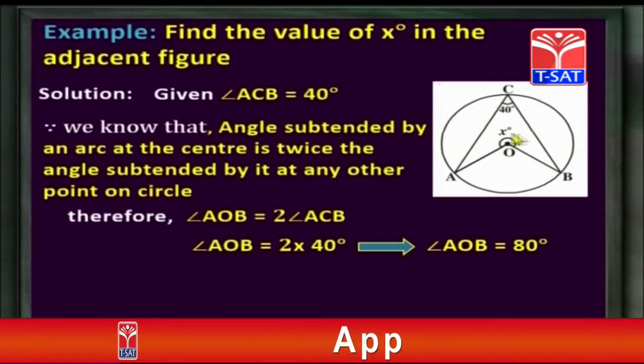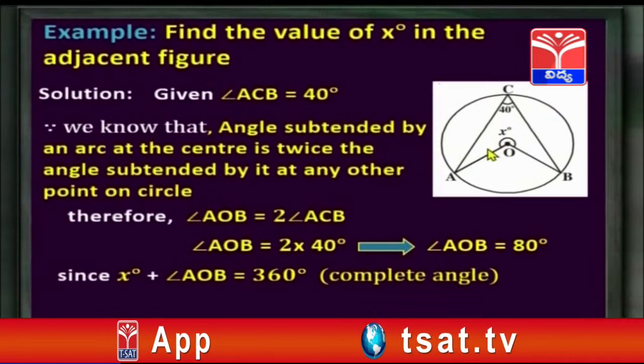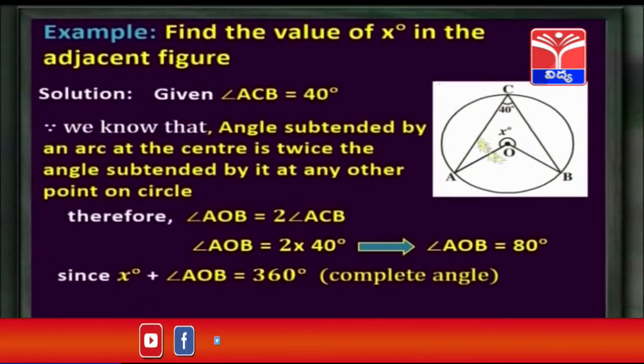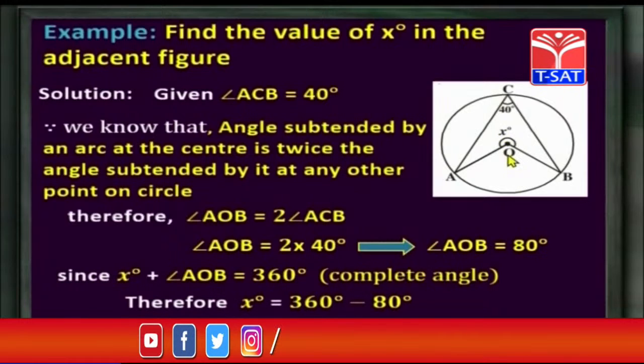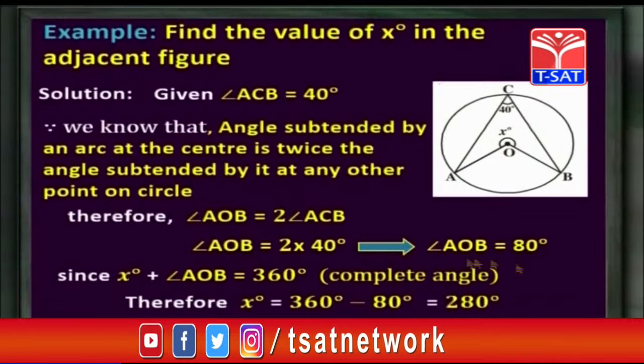Now we got AOB, but what do we need? We need to find out the x value, because we know angle x plus angle AOB is equal to 360 degrees, because it is a complete angle which is equal to 360 degrees. Therefore x is equal to 360 minus 80, which is equal to 280 degrees.